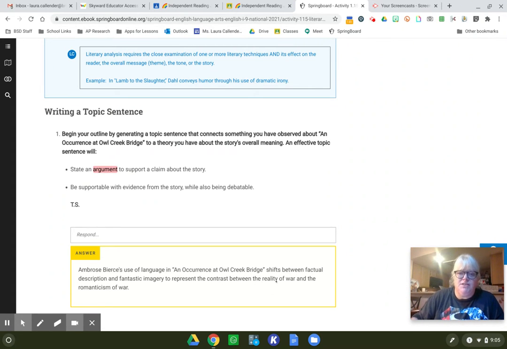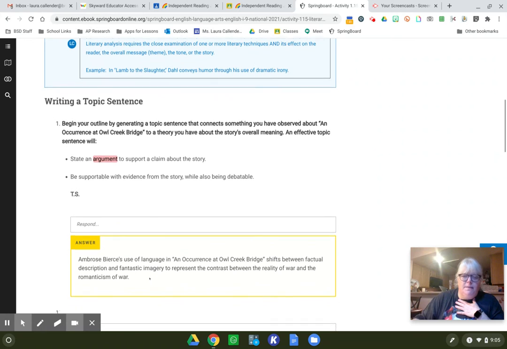He does talk about this reality of war. We end with our protagonist being hung. And yet there is this romanticism of him wanting to live the larger life of a soldier, and that's the quote there. All right, so that's going to be my topic sentence. Yours might be somewhat different, and we'll talk about that.